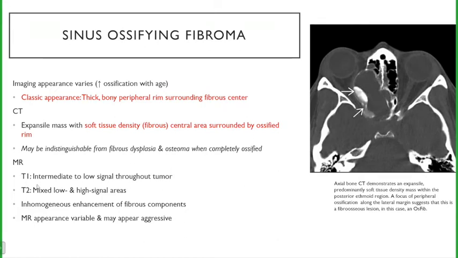In T1, intermediate to low signal throughout the tumor. In T2, mixed low and high signal areas. Inhomogeneous enhancement of the fibrous components. MR appearances vary and may appear aggressive.